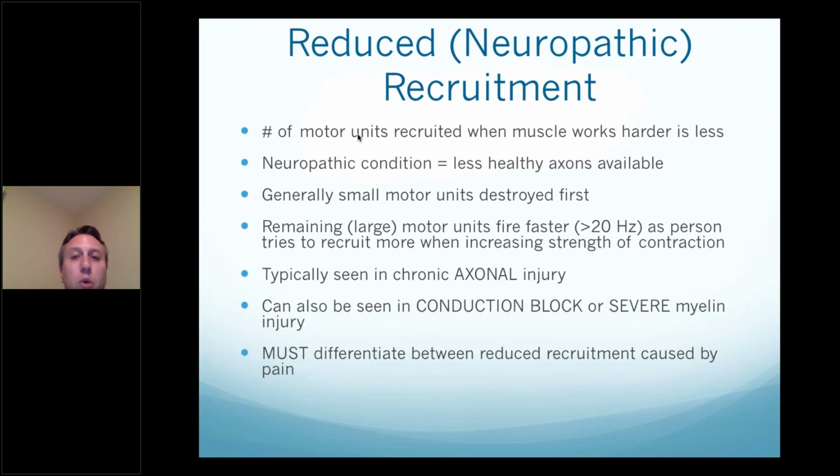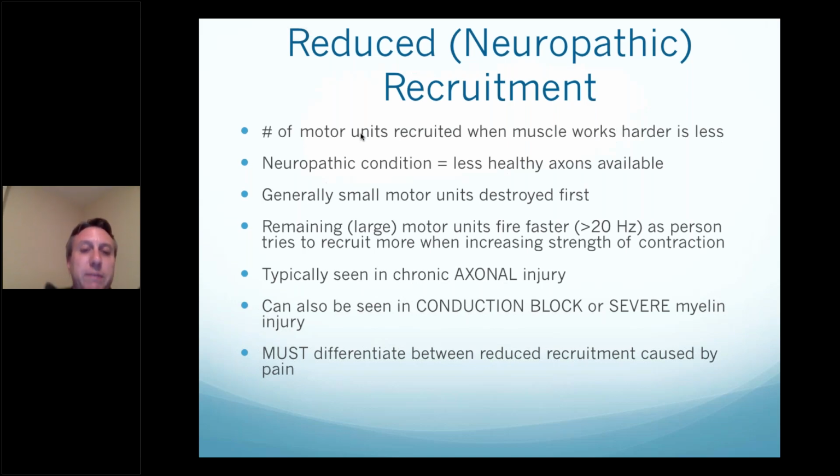And the remaining motor units fire at a faster rate. So they have fewer of them. So in order for the person to still do the same motion, to still do the same contraction, the remaining ones will fire faster. So you'll see 2 or 3 or 4 or more of the same shape on the screen at one time. So that's the other classic hallmark of neuropathic recruitment, that there's an overall smaller number of motor units available.